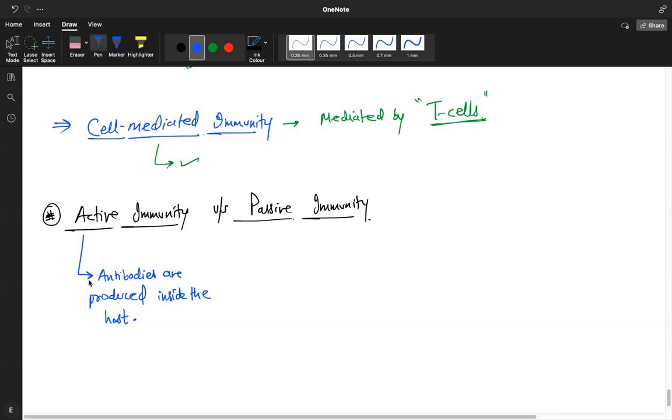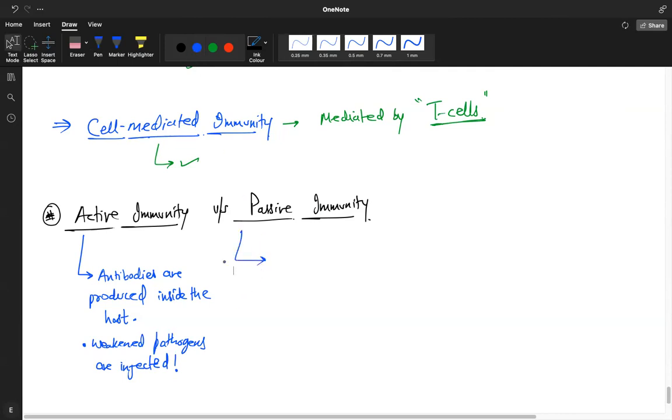So write down: active immunity. Antibodies are produced inside the host, and weakened pathogens are injected. So this should come first. First, weakened pathogens are injected, and then the immunity is produced. I'm writing it in a different order, but you remember.